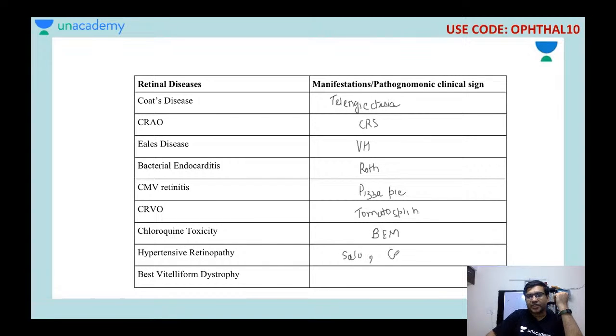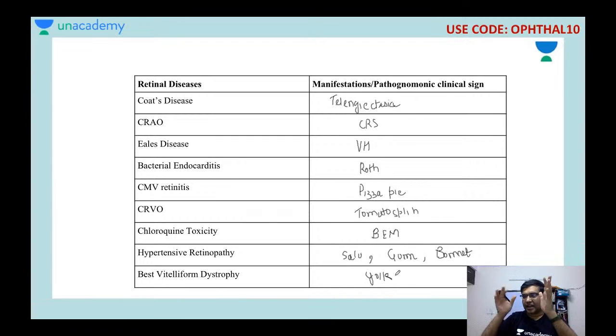We have another sign which is called gun sign. Okay, we have another sign which is called bonnet sign. So these signs are specifically seen in hypertensive retinopathy. In Best vitelliform dystrophy, we get specific features like lipofuscin deposition at the level of macula. What is that called? That is called egg yolk appearance of the macula. Okay, so these are some specific named signs which are seen in many diseases.